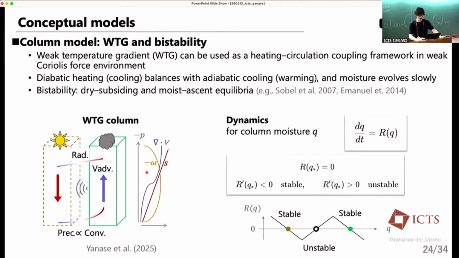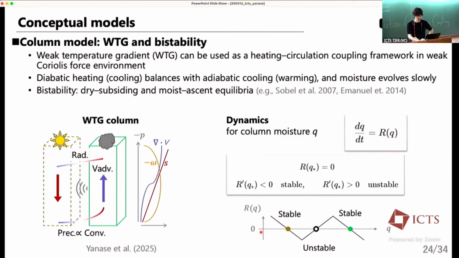This is one schematic of a weak temperature gradient column. This is one column and this is another: a moist column and a dry column. If the precipitation and the radiation are functions of moisture, there are heating and cooling anomalies, and they produce vertical motion to achieve the balance between diabatic heating and adiabatic cooling. This is the weak temperature gradient balance, and it can feed back to the moisture field. Some previous studies use this weak temperature gradient framework to think about moisture evolution. This is one simple idea, the dynamical system of moisture.